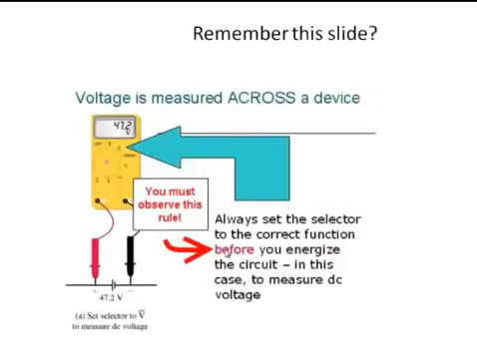In the theory class, we talked about measuring voltage, and voltage is measured across a device. Always a good idea to shut the power off before you put a measurement device in a circuit, and also to make sure that the correct setting is selected before you turn on the power. In this case, we want to measure voltage, so I'm going to select V.